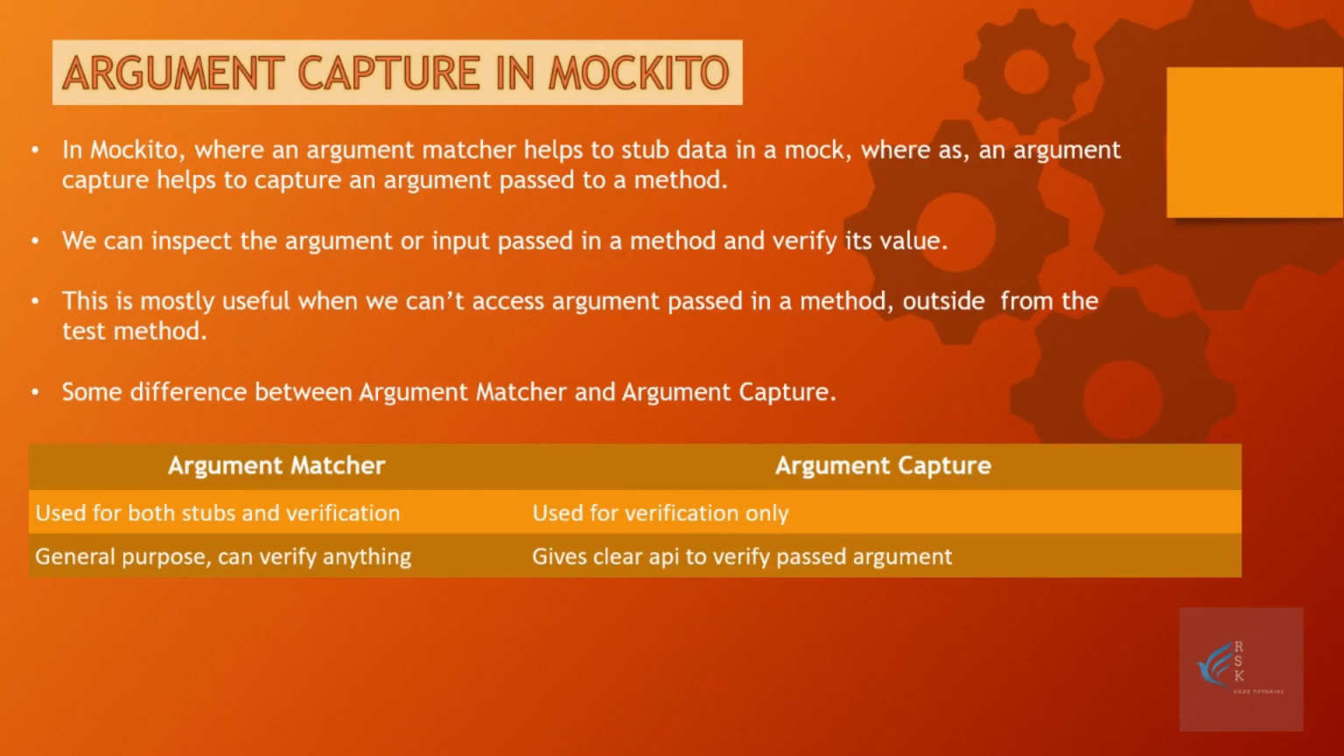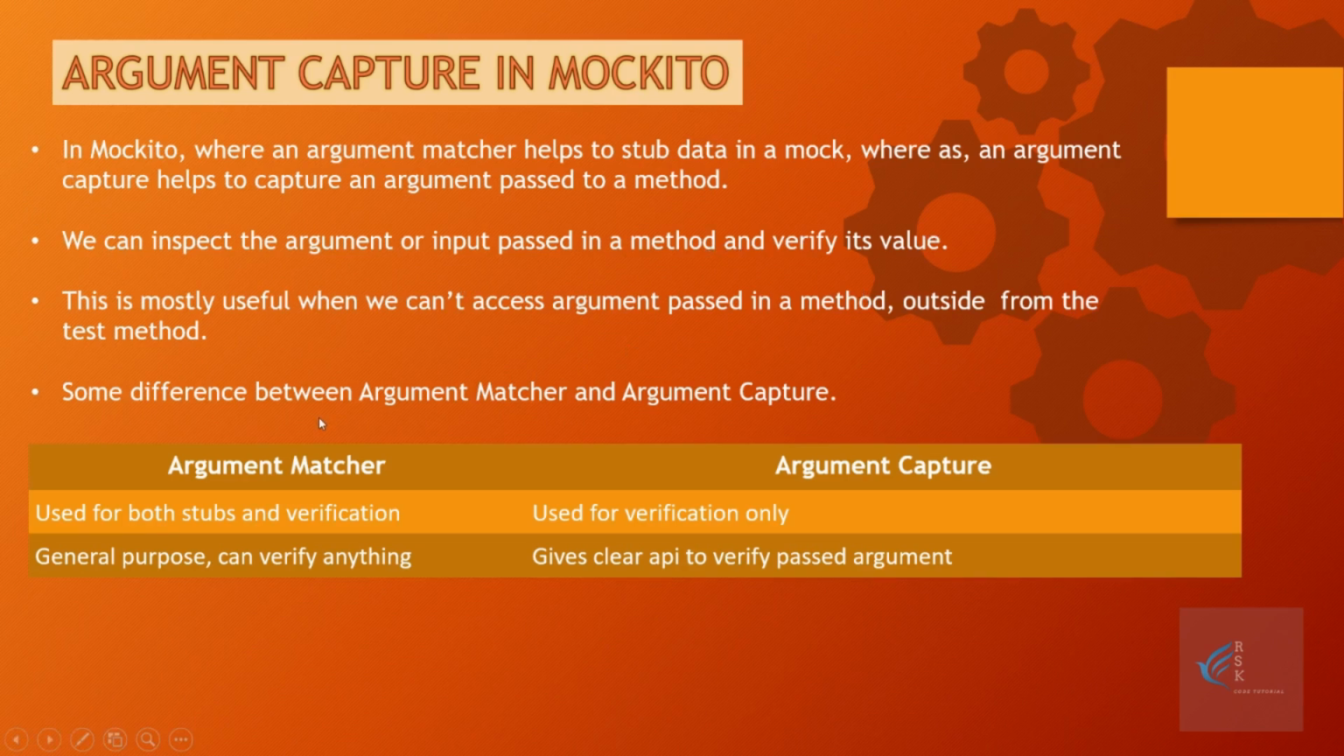In this video we are understanding argument capture in Mockito. We have understood mocking and stubbing, and in that we saw multiple ways to use argument matchers. In Mockito, an argument matcher helps to stub data in a mock, whereas an argument capture helps to capture an argument passed through a method. We can inspect the argument or input passed in a method and verify its value with the help of argument capture. This is mostly useful when we can't access the argument passed in a method outside of the test method.